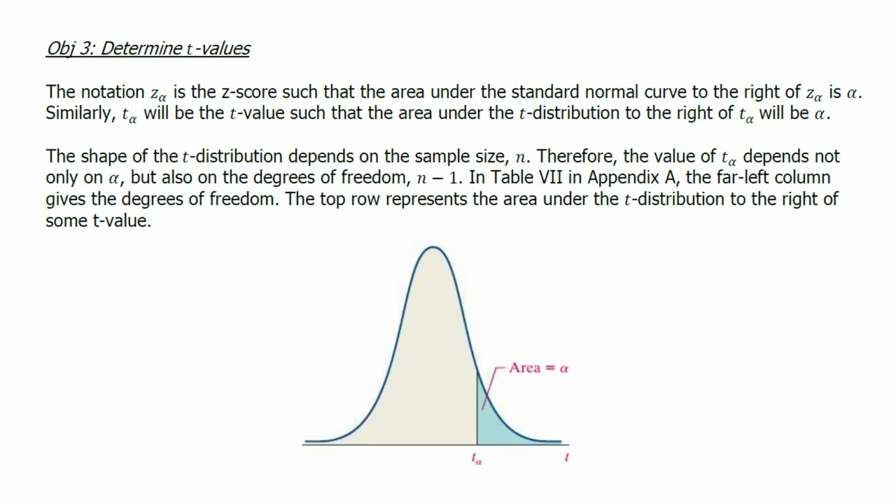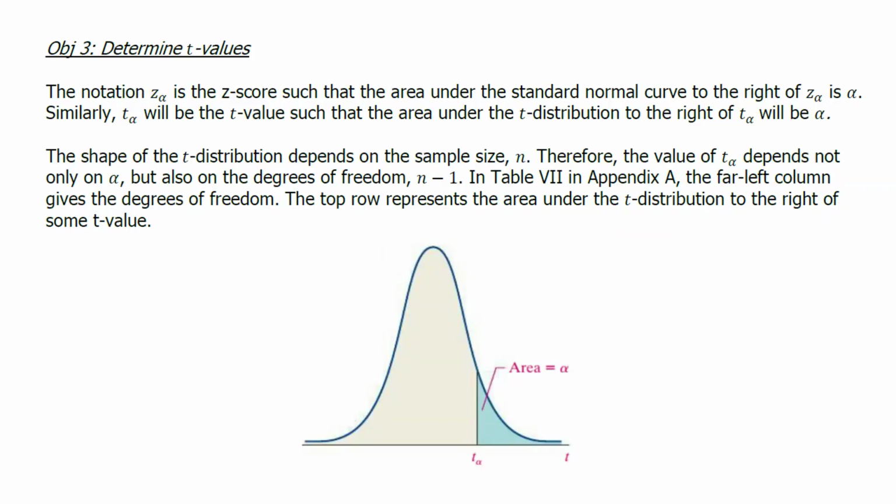All right. Objective 3, determine t-values. So let's first understand t-values and critical values. The notation z sub alpha is a z-score such that the area under the standard normal curve to the right of z sub alpha is alpha. Similarly, t sub alpha will be the t-value such that the area under the t-distribution to the right of t sub alpha would be alpha.